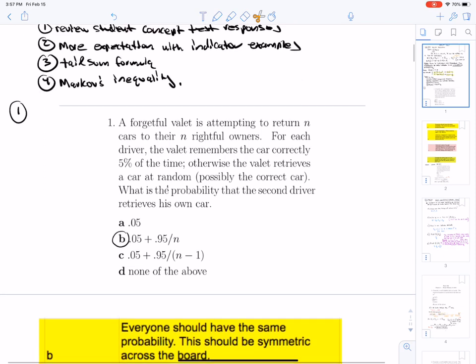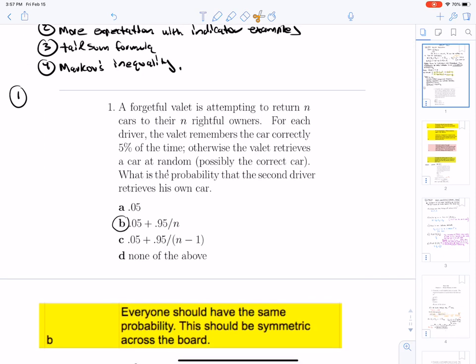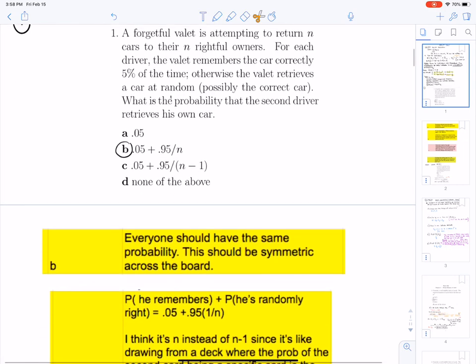So last time, a forgetful valet is attempting to return n cars to their n rightful owners. For each driver, the valet remembers the car correctly 5% of the time. Otherwise, the valet retrieves a car at random, possibly the correct car. What's the probability that the second driver retrieves his own car? Well, the answer was B.